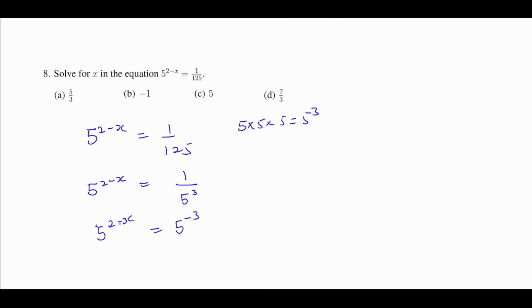Now they have the same base, so we can equate the powers. So we have 2 minus x equal to negative 3. Then how do I find the value of x? I'll group like terms. I take x to one side and bring the negative 3 to the other, so x is equal to 2 plus 3, which is equal to 5. And so the correct answer is 5. Okay.